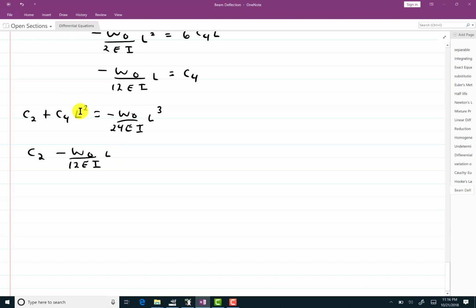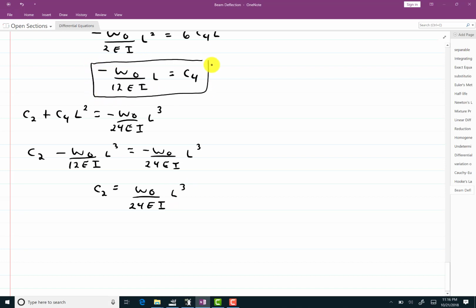And this will now become L times L squared, which would be L cubed, equals negative W naught over 24 EI L cubed. Well, that's nice. They have exactly the same things. All of the letters are the same, so I'll add that to both sides. This is like 2 over 24. So C2 will be W naught over 24 EI L cubed. So let me go ahead and box my C's in.